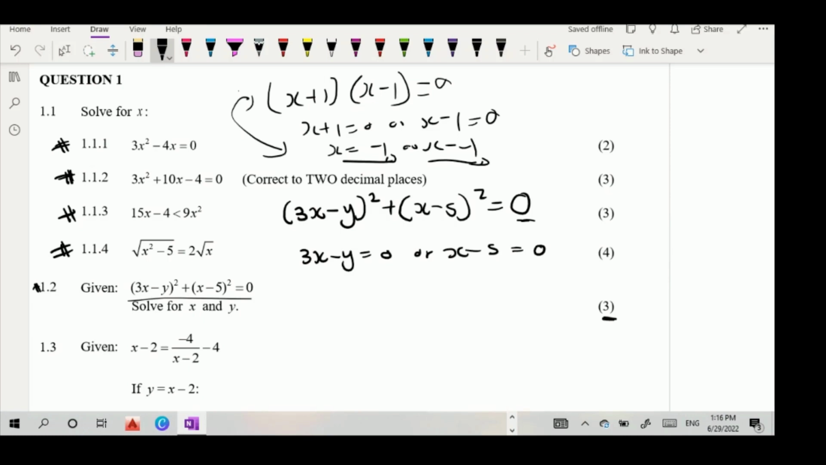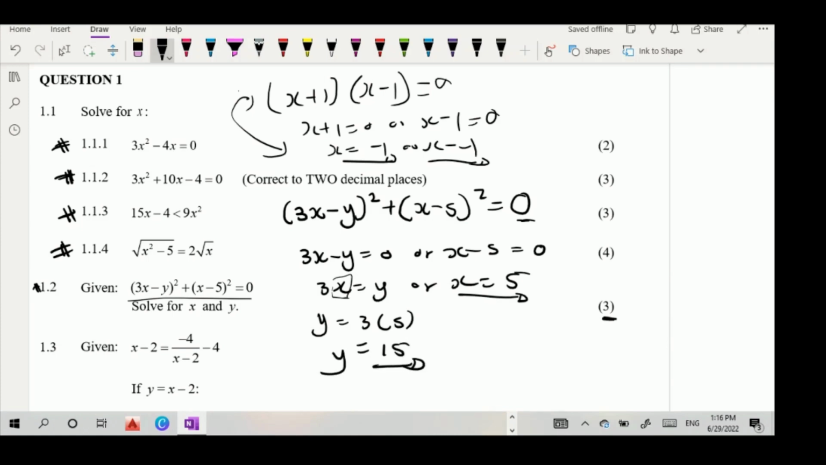Then you transpose the y to the other side, you have 3x equals 15, so x equals 5. But what is the solution of y? We don't know, so we need to substitute x here. So you're going to say y equals 3 times 5. Therefore, it's 15. So the solution of y is 15. So that's how you solve for x and y in this problem here.